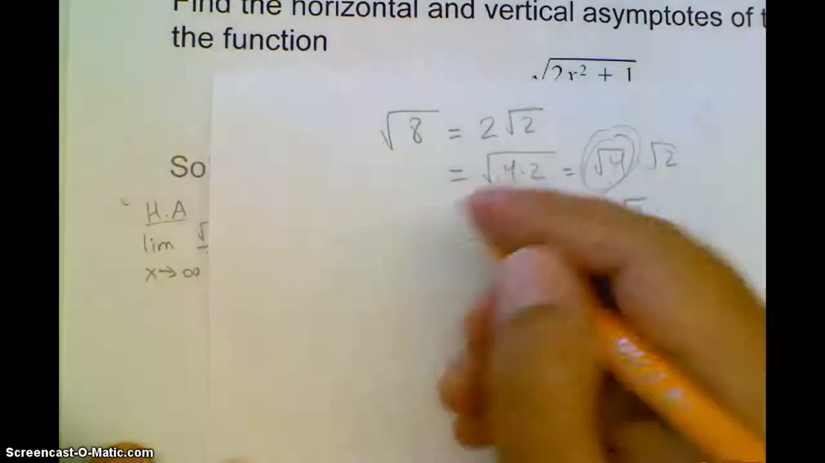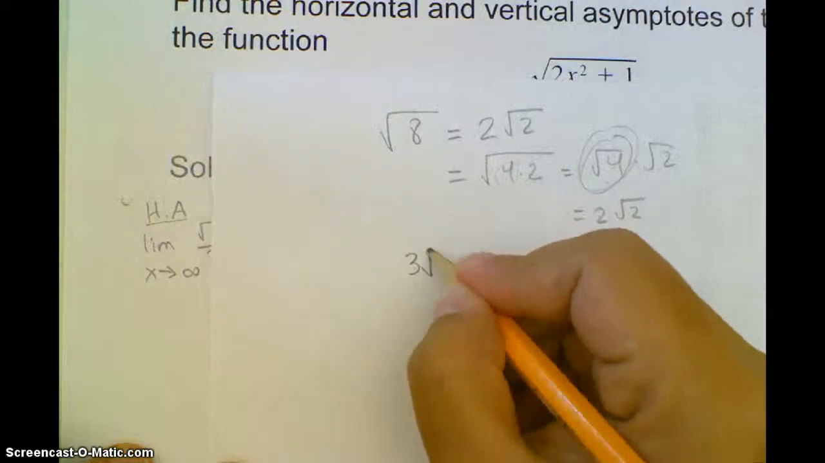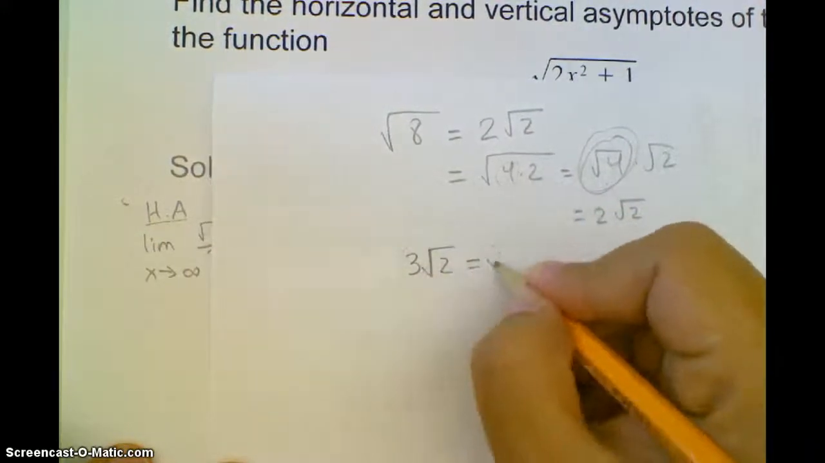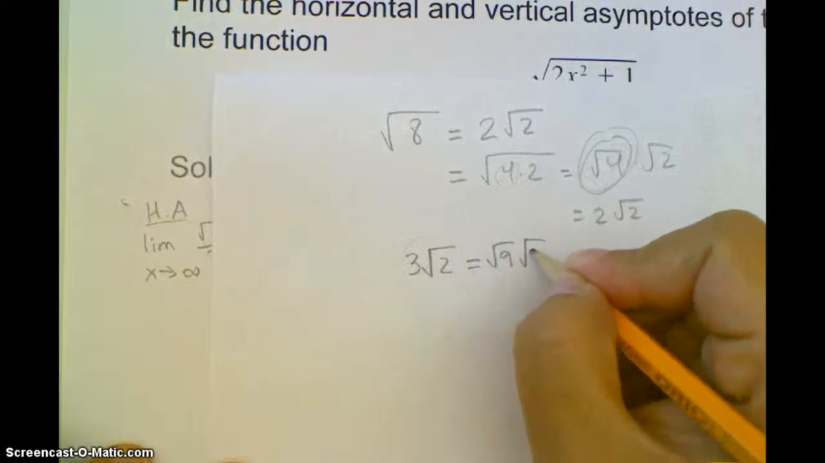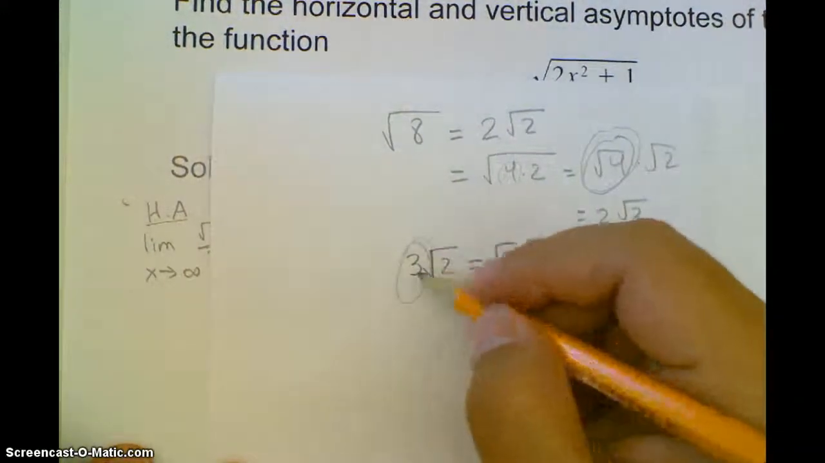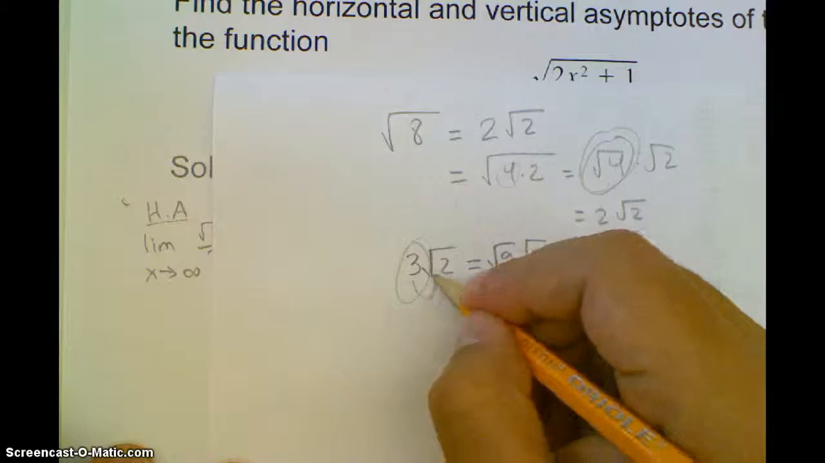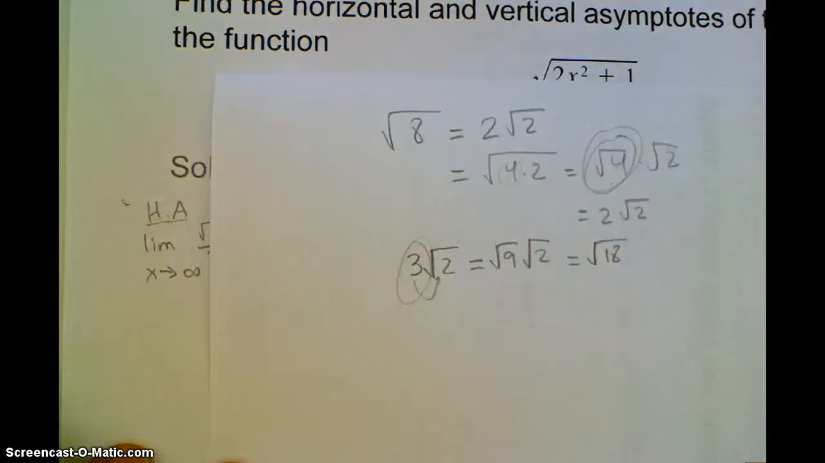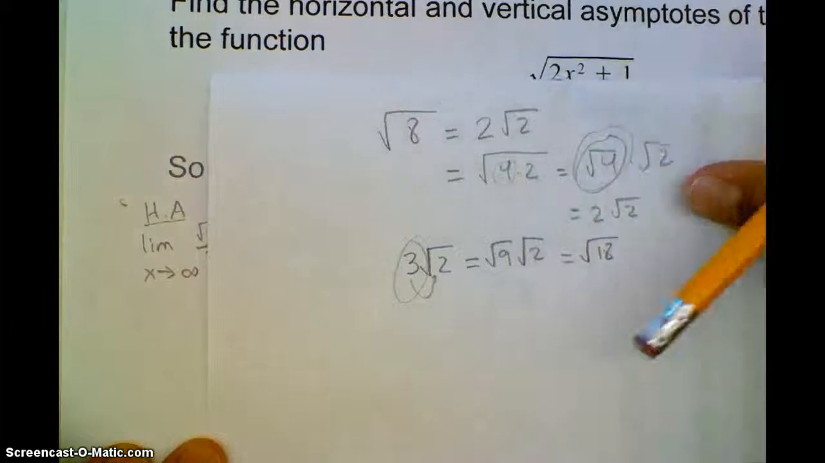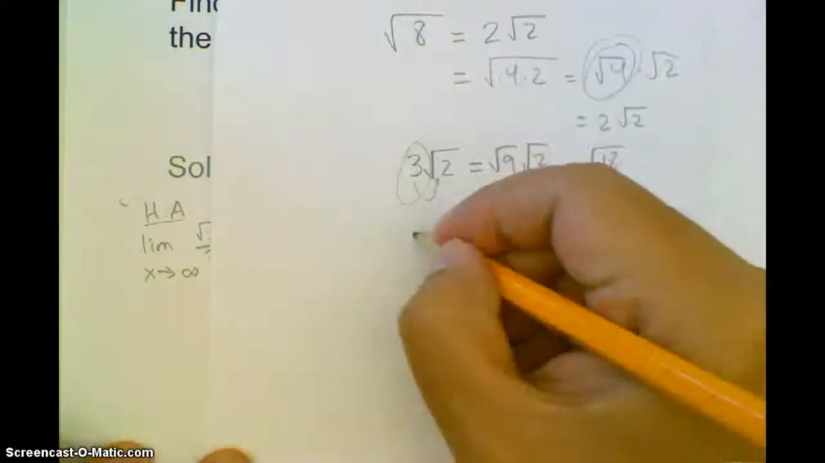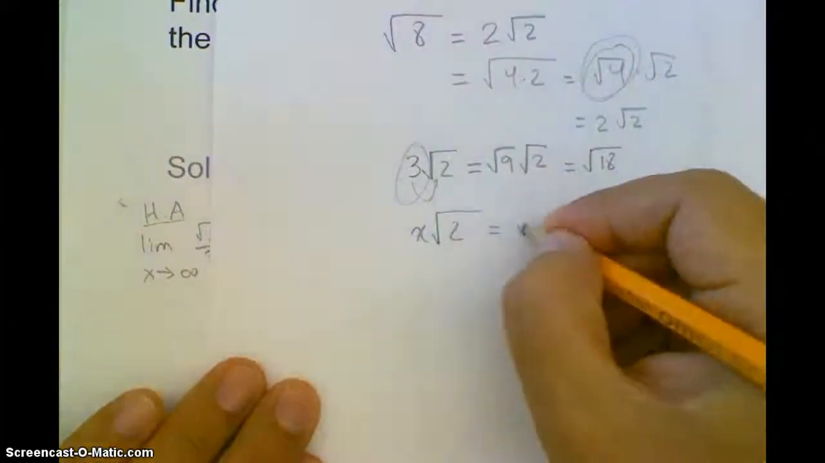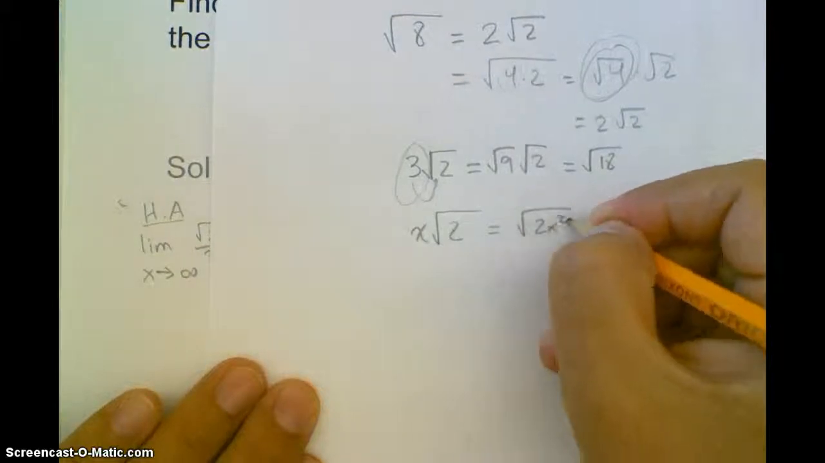So if I wanted to bring a number in, let's say I have 3 square root of 2. This is the same as the square root of 9 times the square root of 2, so this would be the square root of 18. So if I wanted to bring 3 inside the square root, I just have to square it, and it will be happening inside the square root. So the same idea here. If I want x to be inside a root, then I just have to square it, and that's how it would look.